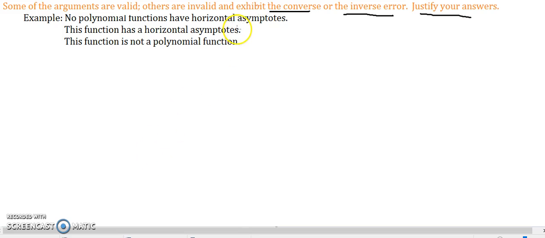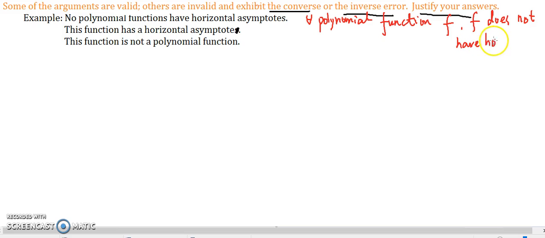This function is not a polynomial function. So first, let's convert the first statement to the form we are used to, the for any and there exists form. So no polynomial functions have horizontal asymptotes. That pretty much means for any polynomial function, let's use f to describe it, f does not have horizontal asymptotes. So this is a universal statement. This works for any polynomial function.